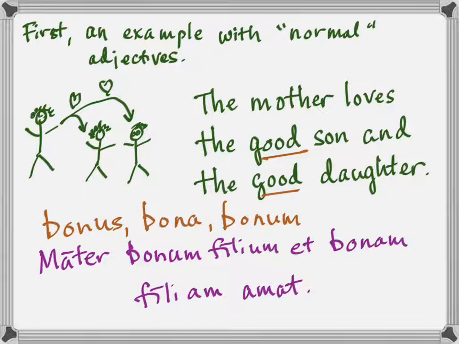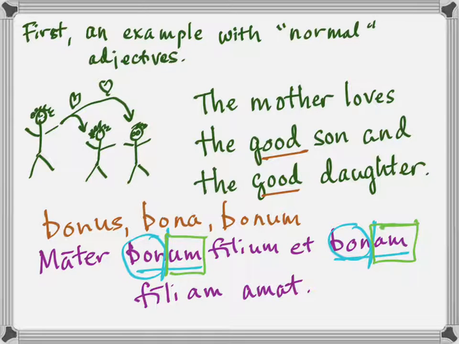Now, we've got some adjectives here. Okay, bonum and bonam. Now, the way the adjective works, it's got two parts. It's got the stem, and it's got the ending. Okay? Now, the stem is the vocab part. The stem, bon, is the part that means good. And the ending is the grammar.